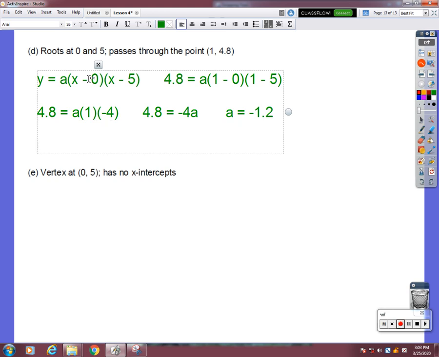So write that out. y equals negative 1.2 times x minus 0, which, yes, Aaron, you're right. I don't have to write the 0, but it doesn't hurt if I do.